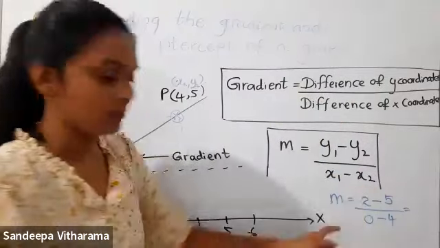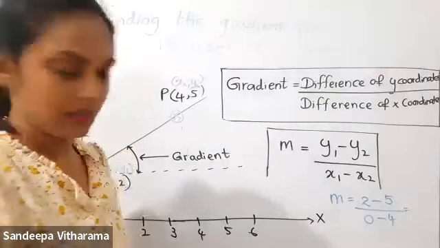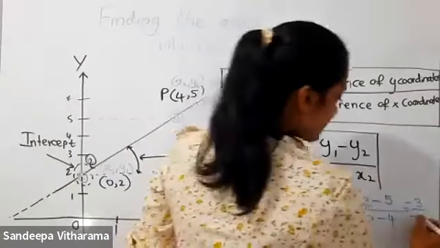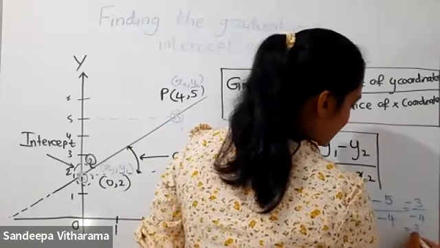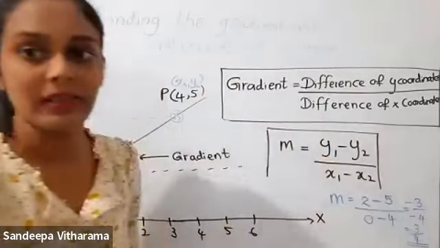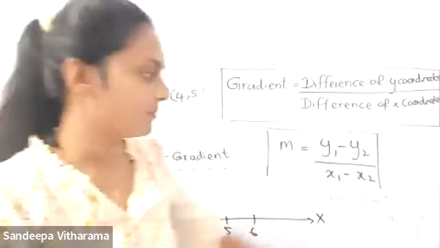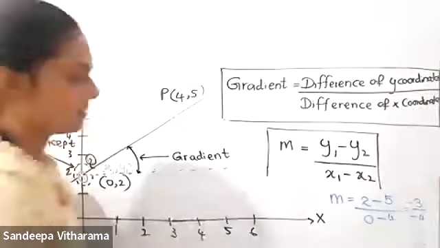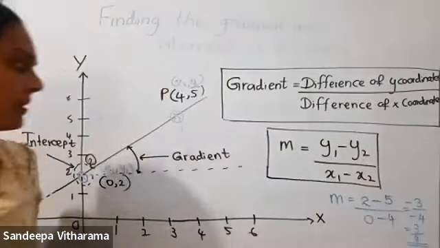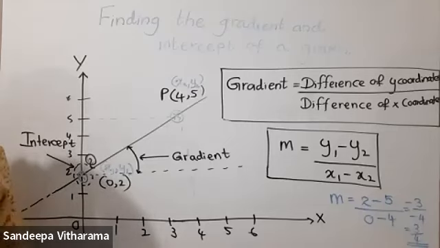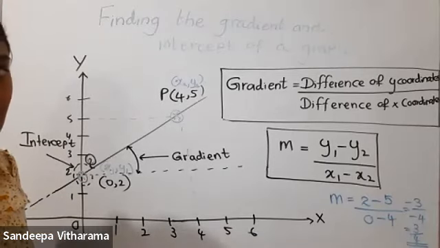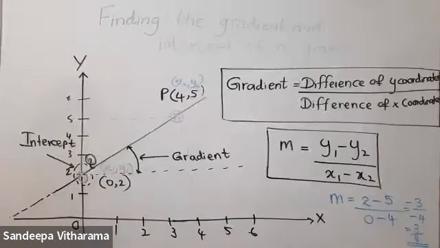Then 2 subtract 5, okay, that is negative 3. 0 subtract 4, it is negative 4. Therefore, the answer is 3 upon 4. Because we know that the division of two negative numbers gives a positive answer. Okay, so it is 3 upon 4. This is the way of finding the gradient of a given straight line graph when you know the coordinates of two points. Okay, then after, how do you find the intercept?